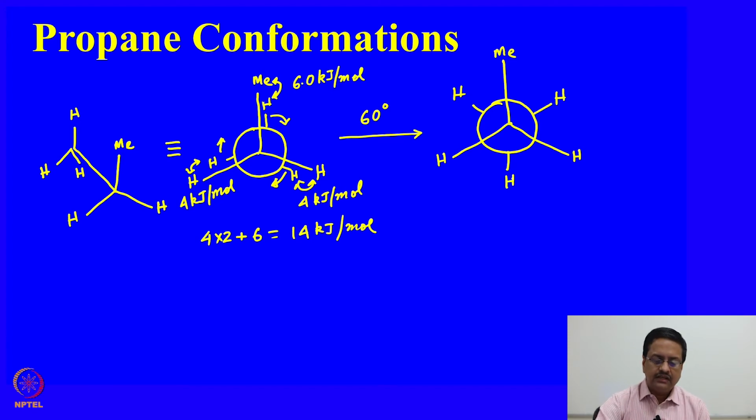And we can now avoid these 3 different torsion strains, and this molecule is supposed to be the lowest energy or zero energy conformation. So, when you try to draw the potential energy diagram for ethane, as we have drawn in the previous slide, the energy difference here will be 14 kilojoules per mole.